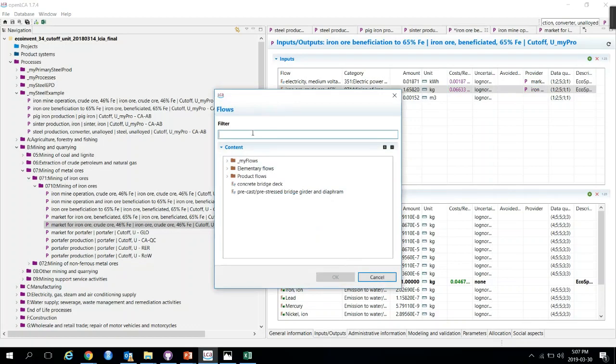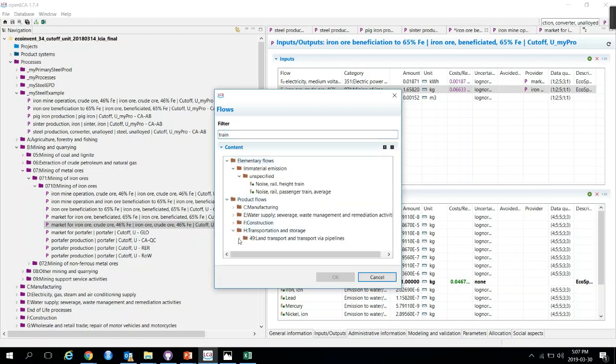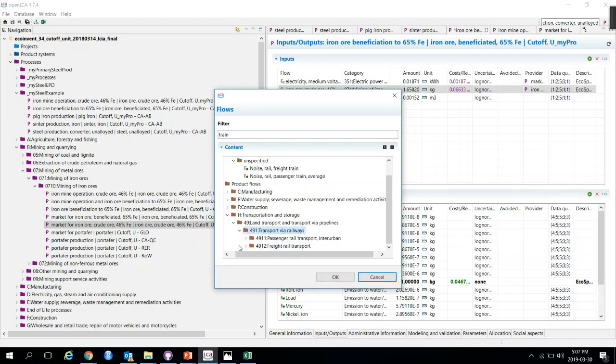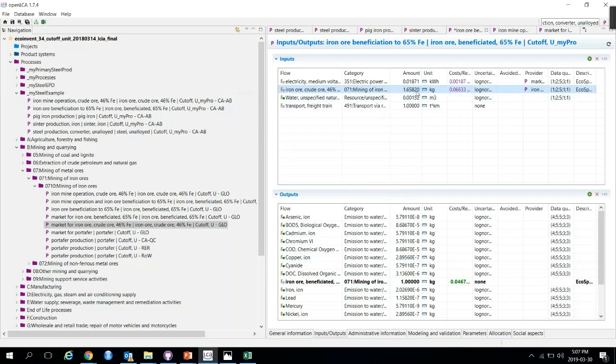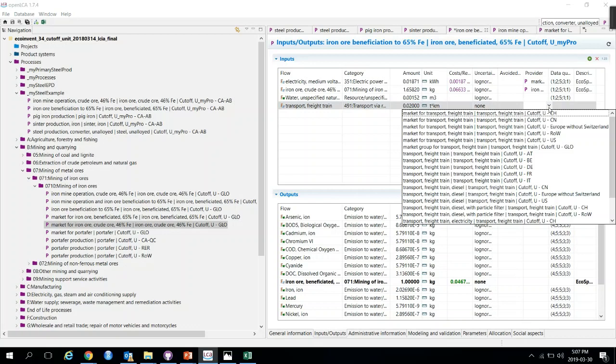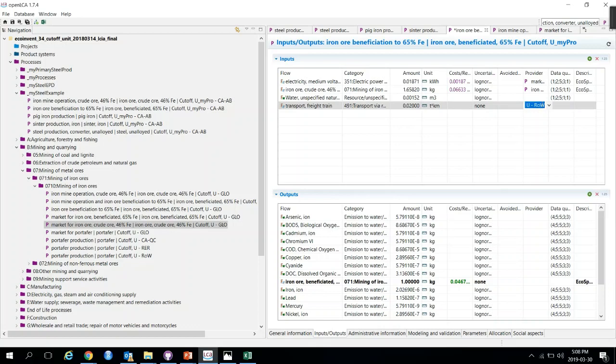So again, we're going to go train, and there we go, transportation. We're going to look for the railway, look for freight, and the freight there. And as we saw, it was 0.019. Let's just assume 0.02 until we get better information from the client. Again, we can assume the transport where it's coming from. Let's just assume rest of the world.